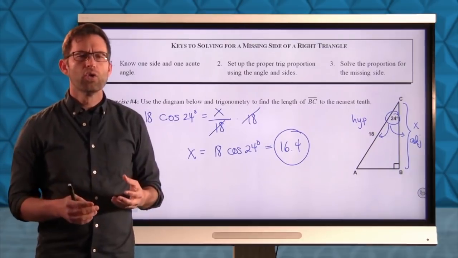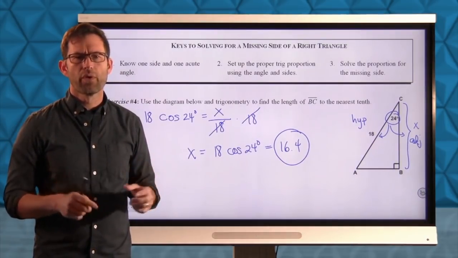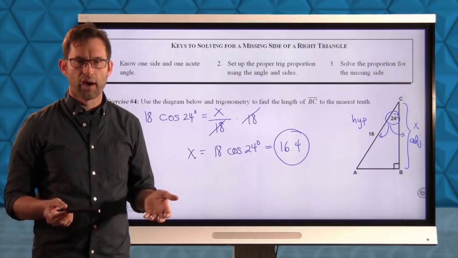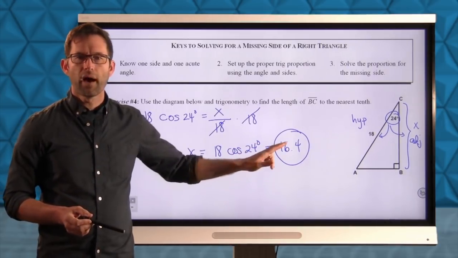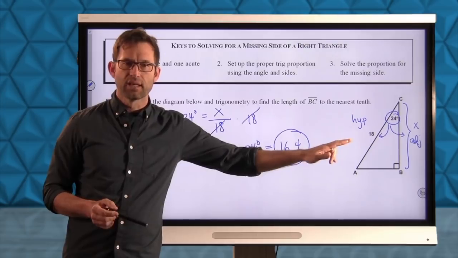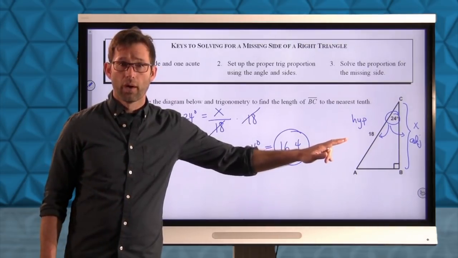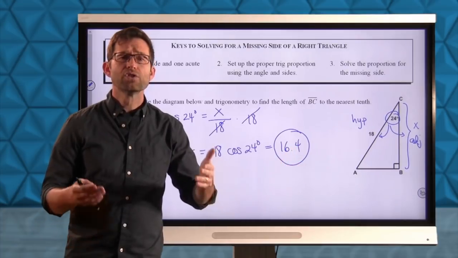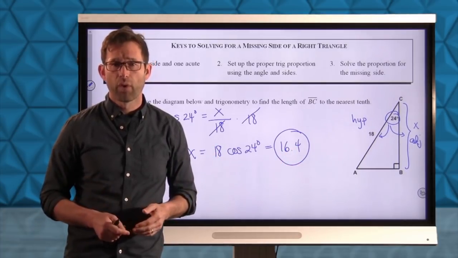Always keep in mind when you're doing trig problems, this is a good, helpful check to see whether or not your answer is reasonable. The hypotenuse will always be the longest side. So in this case, if we had gotten an answer that was bigger than the 18, we would know that we were wrong. 16.4 is smaller than 18, so it seems at least that we could have the right answer.